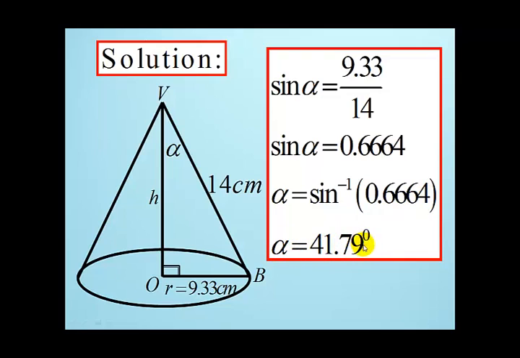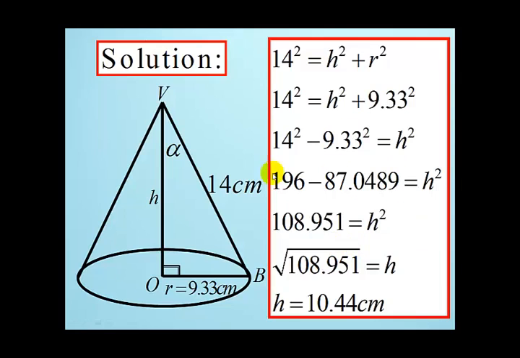Now let's proceed. How do we find the height of the cone? Let's consider the right angle triangle VOB with a 90 degrees angle at O. This is a right angle triangle. That means we can use the Pythagoras theorem to solve for the height, because we already know two sides of the triangle. That is side OB, that is 9.33, and the side VB, the hypotenuse, that is 14 centimeters.